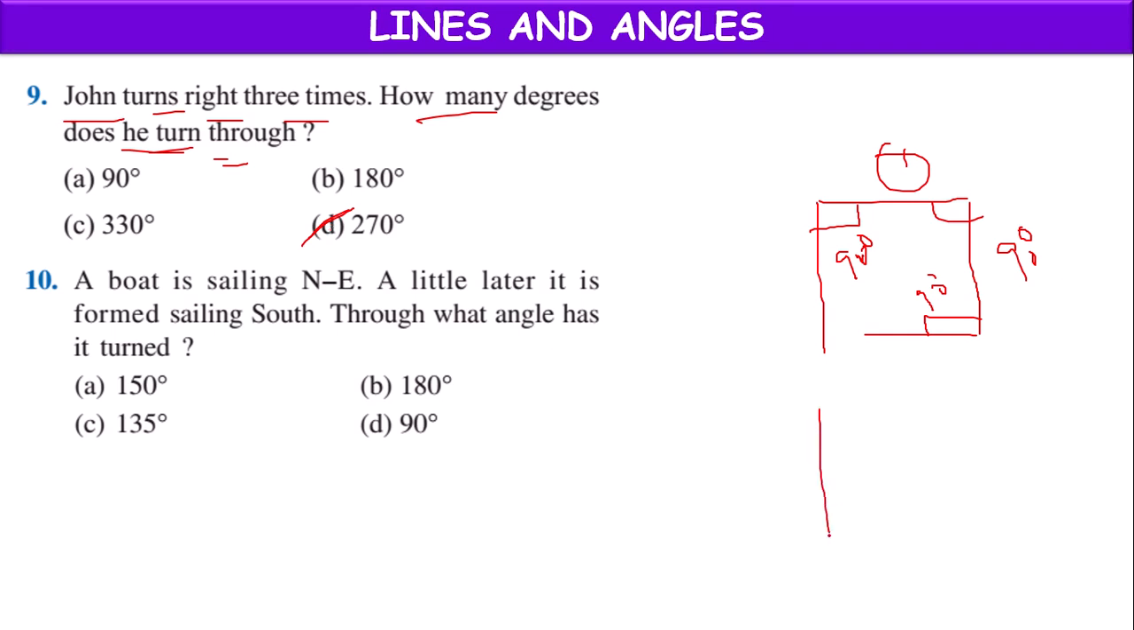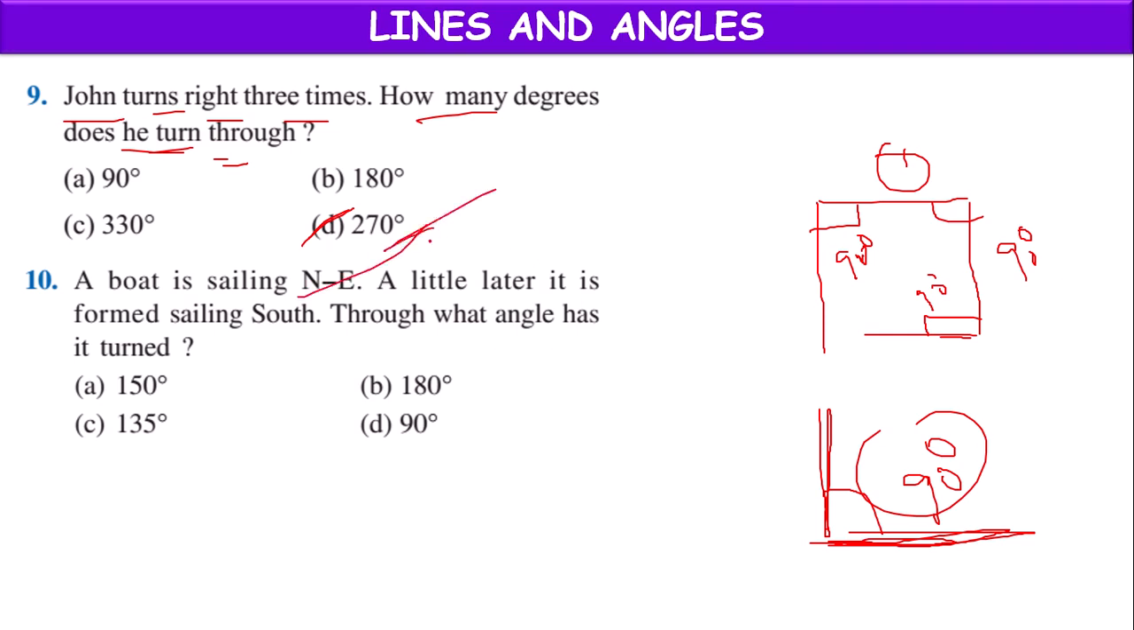But this is the starting position, and this is the ending position. Based on this, if you calculate, it will be equal to 90 degrees. But they have not asked us exactly whether it is from the starting position or the overall turn. So that's why 90 plus 90 plus 90, 270, we are taking as the answer. But in some cases, we will get this answer also. It depends on the question.